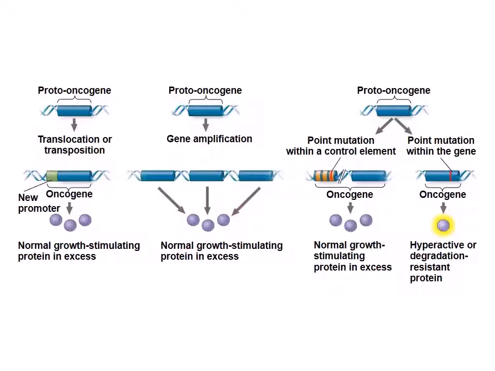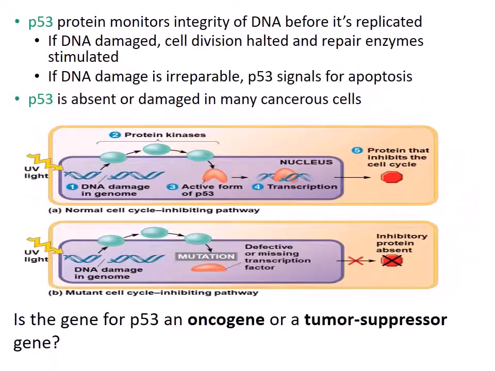Or we could have a proto-oncogene that has a point mutation either within a control element, which can lead to overproduction of that growth stimulating protein, or we could have a point mutation within the gene itself, which causes us to produce a hyperactive or degradation resistant protein that stimulates for growth. So those are all things that can happen. So let's look at an example.